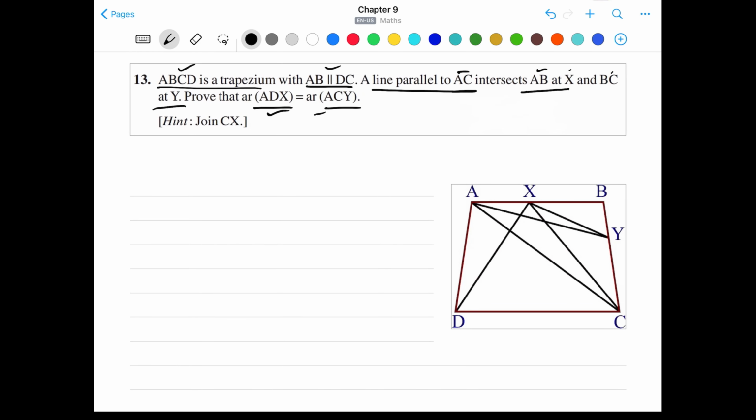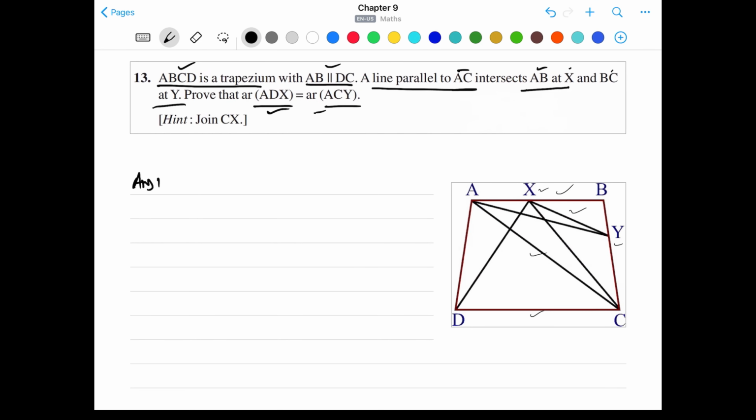So that's the figure for this question. We have trapezium ABCD in which AB is parallel to DC, and we have this line XY which is parallel to AC, which is cutting AB at X and BC at Y. We have to prove that the area of the triangle ADX, which is this one, is equal to the area of triangle ACY, which is here. ACY is this one. So we have to prove that the areas of these two triangles are equal. So let's start with its answer. Answer number 13.